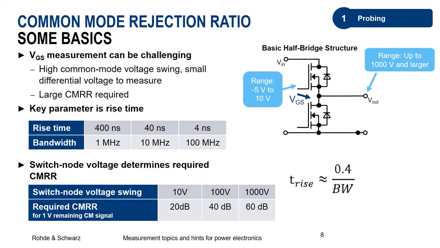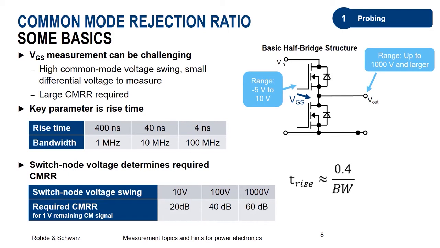The second topic you have to consider is what common mode rejection ratio I actually need. This of course depends on the switch node voltage swing. If the switch node voltage swing is only 10 volts, and I assume that 1 volt of remaining common mode signal is still acceptable for the measurement, then 20 dB suppression would be fine. 100 volts would mean 40 dB suppression is necessary. 1000 volts would mean 60 dB suppression is necessary.